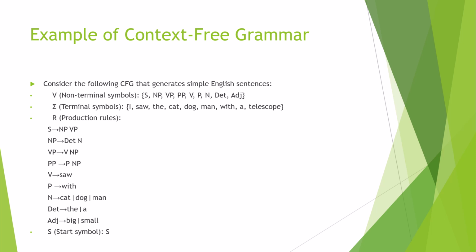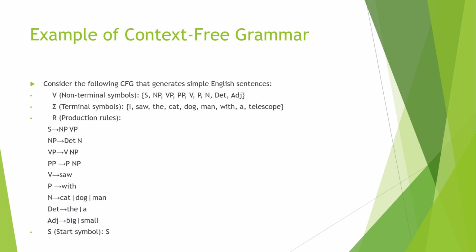And in this example, we can see we have several terminal symbols and non-terminal symbols as well. So S is for start symbol, NP is for noun phrase, VP for verb phrase, then PP for prepositional phrase. Then we have V for verb, P for preposition, N for noun, DT for determiner that denotes articles like a and the. Then we have adjective. Terminal symbols are words present in the sentence.